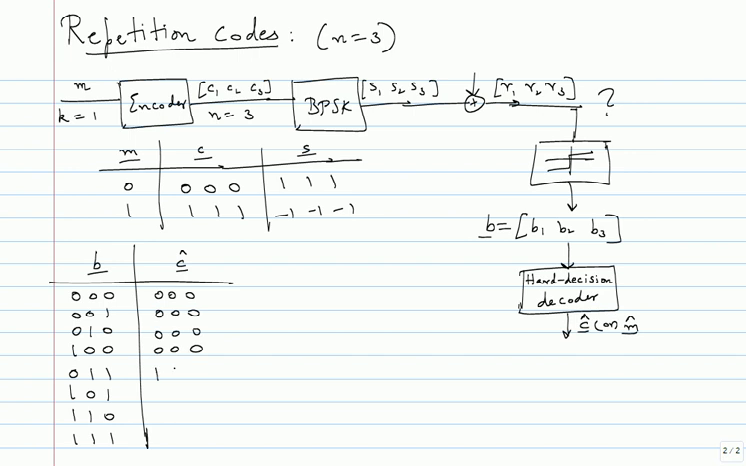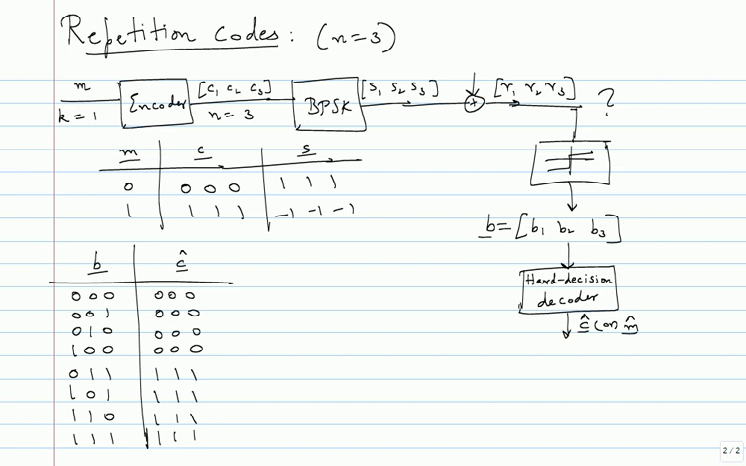What rule am I using now? I'm just seeing which code word my vector B is closest to in some sense, and you make a decision. You might wonder about the optimality of such an approach. It turns out such an approach is optimal in this case. Once you make a hard decision, which is again suboptimal, then within the hard decision decoders, this is optimal.